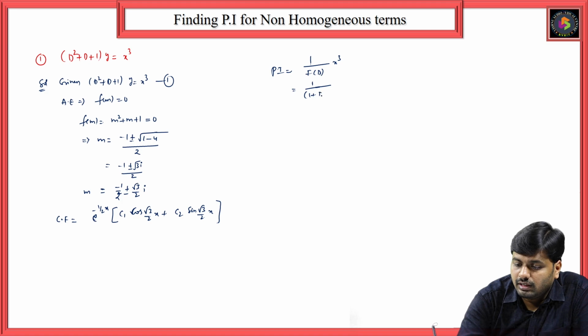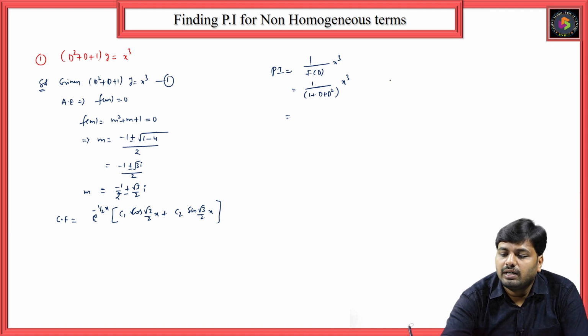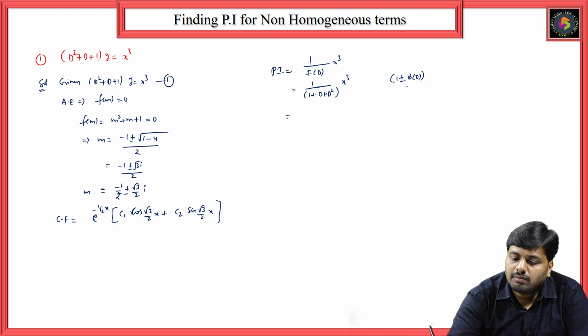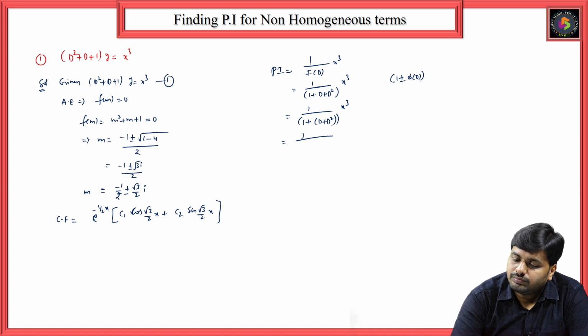1/(1 + D²) x³, I rewrite directly into x³. Now what we can actually rewrite as the 1 ± φ(D) form. Now what is 1 ± φ(D)? That is 1 + (D + D²) into x³. Now I can write (1 + (D + D²)) to the power minus 1 into x³.